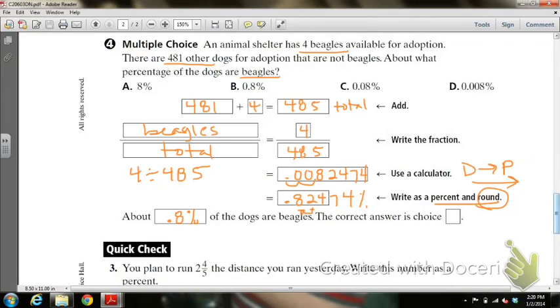So let's look at the choices. 0.8, it's not 8. Here you go, here's 0.8%. So the correct answer is choice B. Alright, so pause the video and fill that in before moving on to the quick checks.